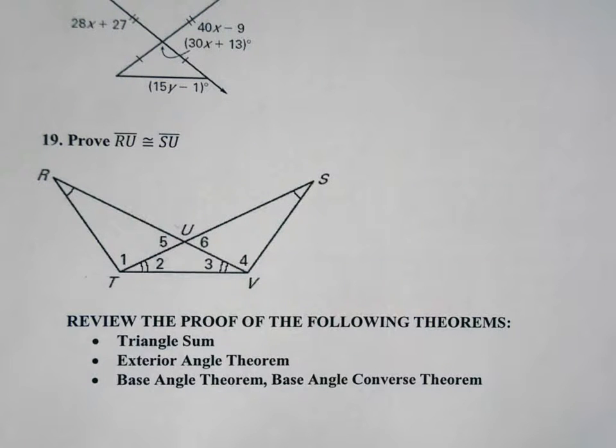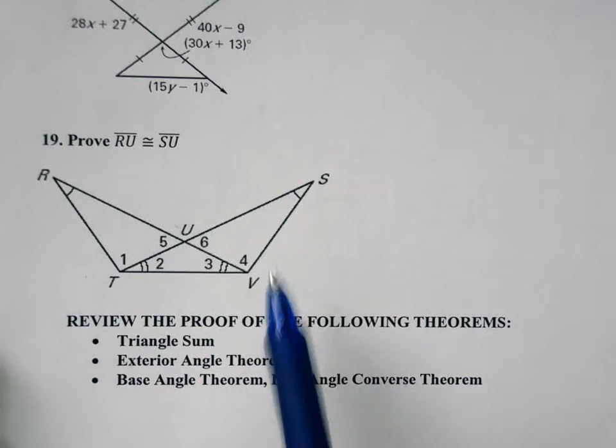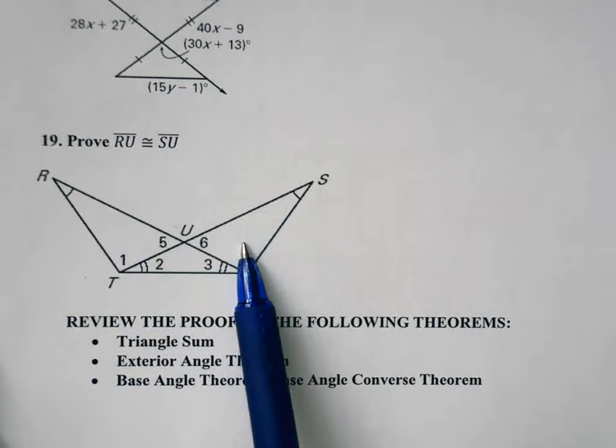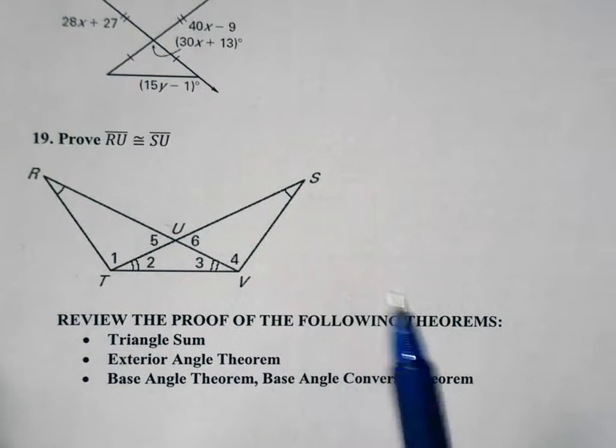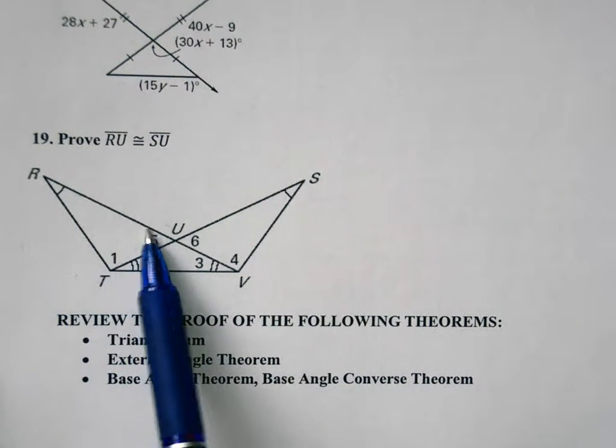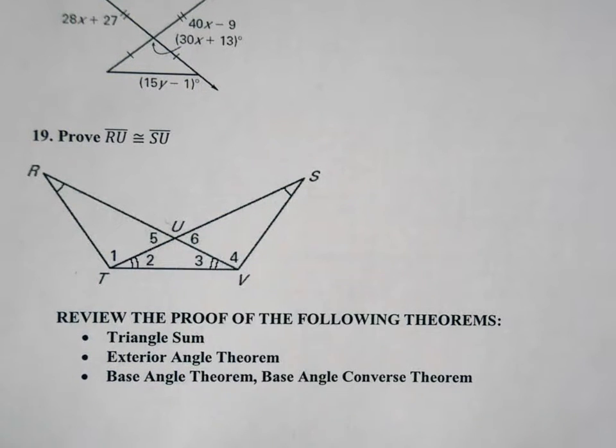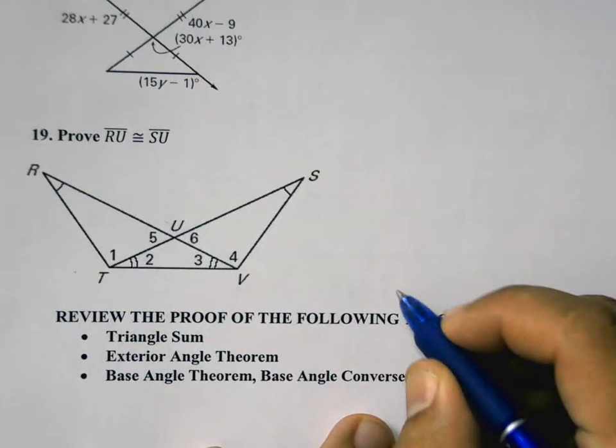I've posted the review answers already. You have to be careful with the numbering because it might be a little bit off, but all of the answers are there. Now in this video I am going to complete this proof that shows how to use CPCTC in a proof. We're asked to show that RU is congruent to SU. So that's how our proof is going to finish.